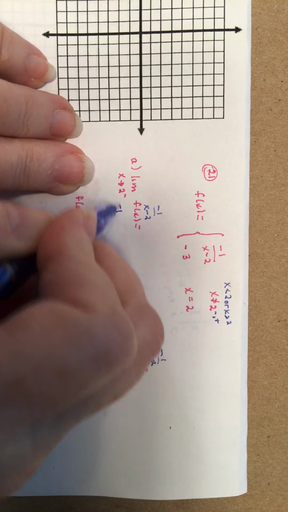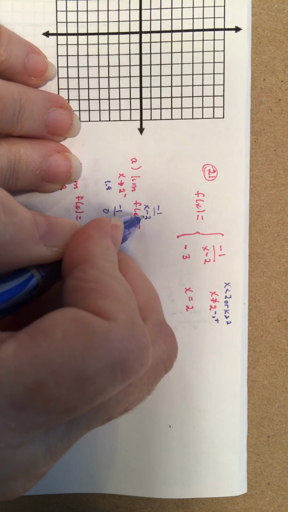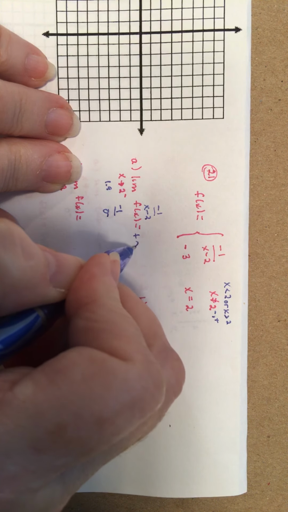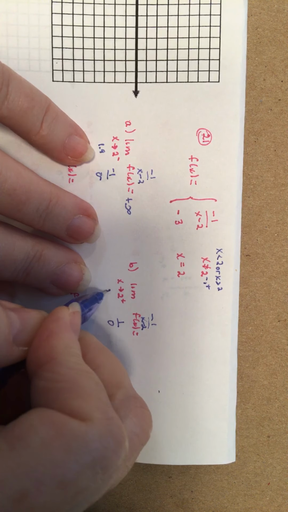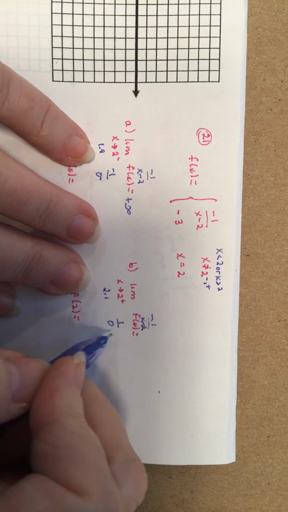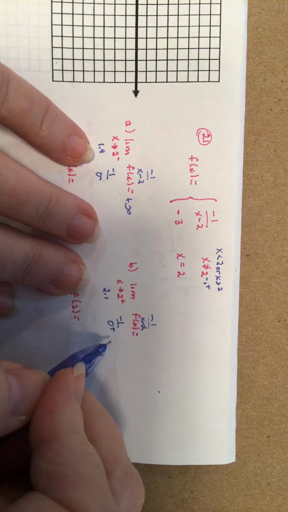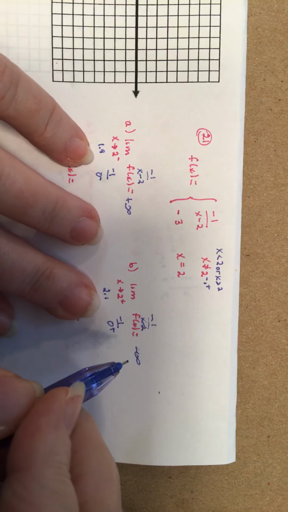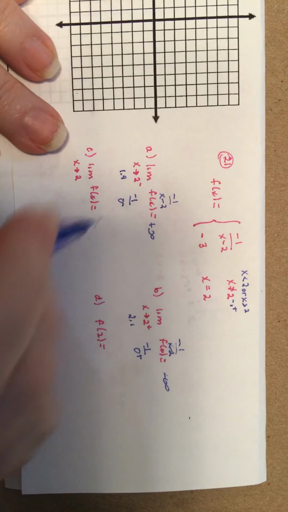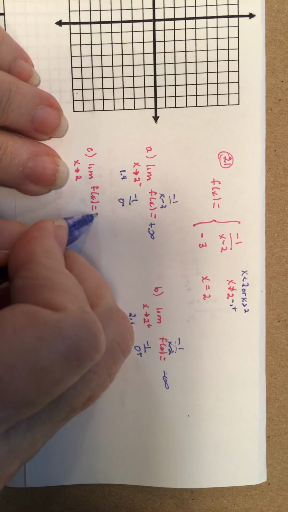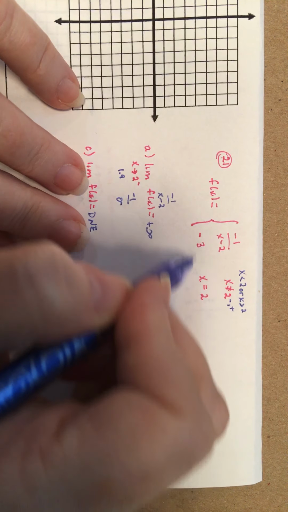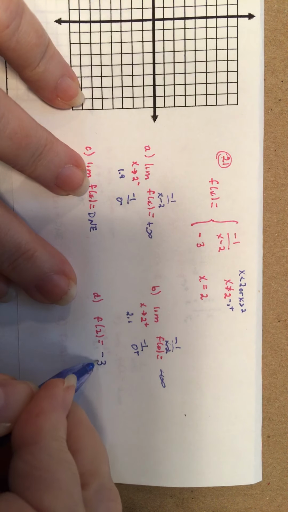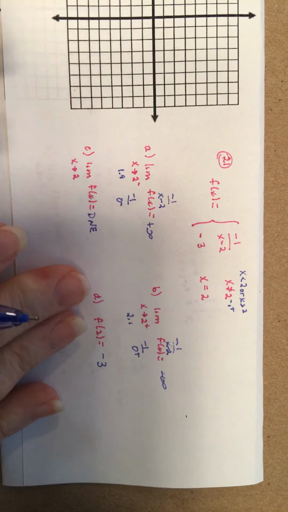At 1.9, -1 over 0.1 makes it negative, so this will be positive infinity. At 2.1, 1 over 0.1 will make this one positive, but that's a negative on top, so that's negative infinity. Our graphs should match D and E, because they don't match. And again, I gave you a function value, so I know it's going to be -3.